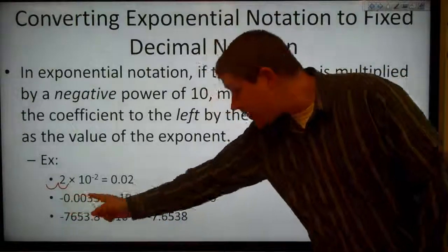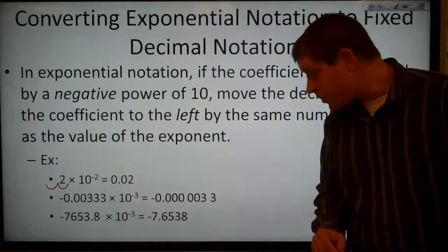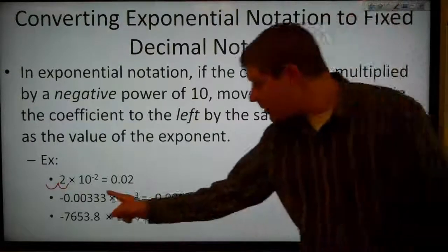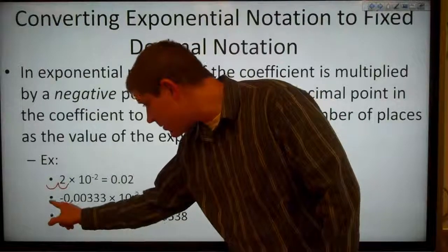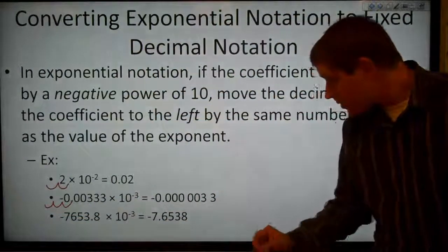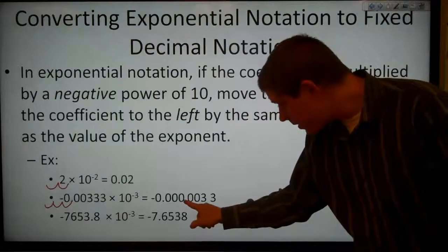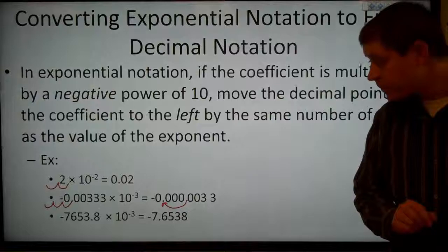In this case, we have negative 0.00333 times 10 to the minus 3. So now we need to move the decimal point from here to the left 3 places, 1, 2, 3, and fill in with zeros. So it was here. We need to move it 3 places to the left, so it goes there.